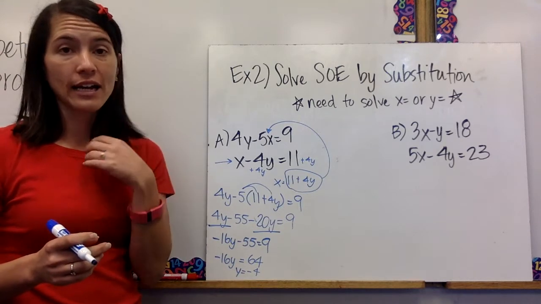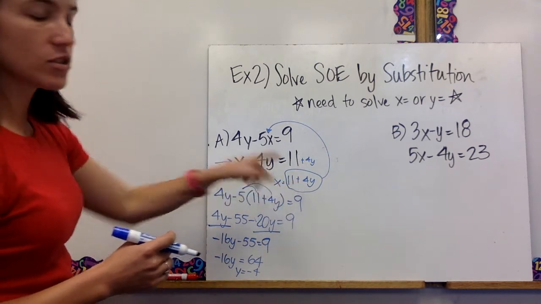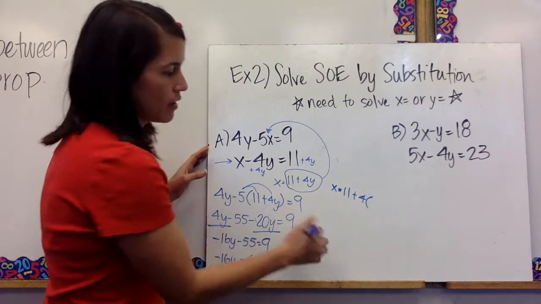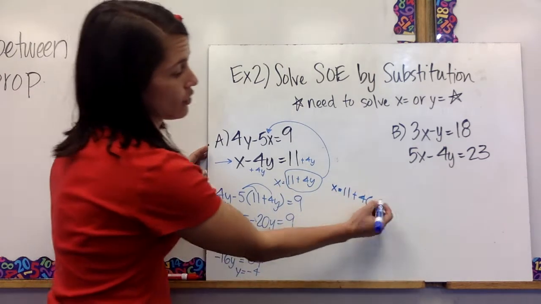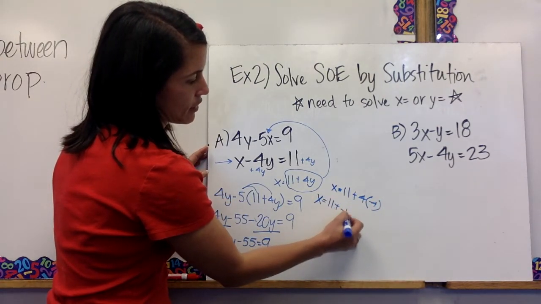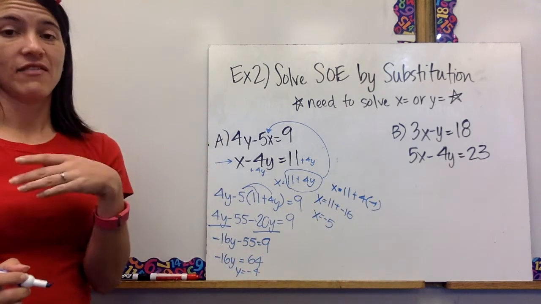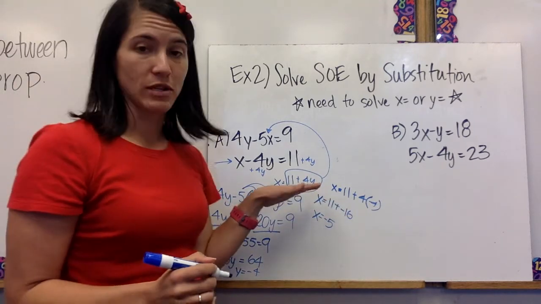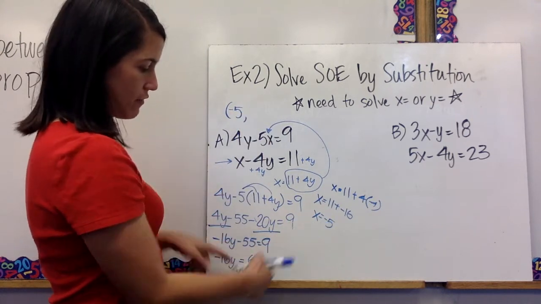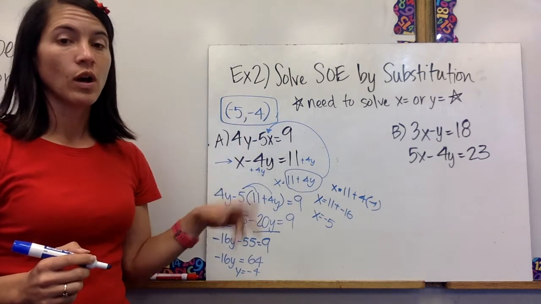Now that I found the y, I have to plug that back in to find the x. I'm going to come back up here to my circle, and x is equal to 11 plus 4 times y, and y is negative 4. So 11 plus negative 16. So x is equal to negative 5. I substituted my y value back into my circled equation, and now I can write my ordered pair as negative 5, negative 4.